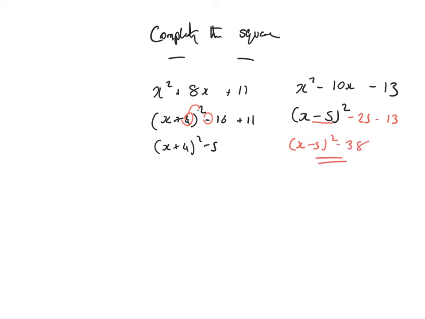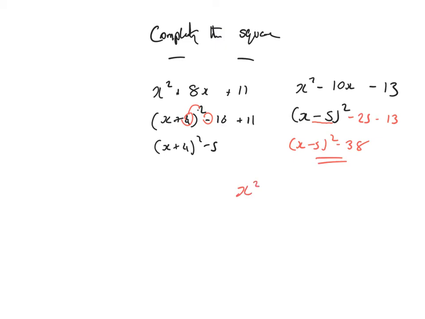So let's just look at the routine twice. Half the 8 down to 4, 4 squared is 16, get rid of 16, put on the plus 11. Half the minus 10 down to minus 5, minus 5 squared is 25, you get rid of it, and then you still need to include the minus 13.